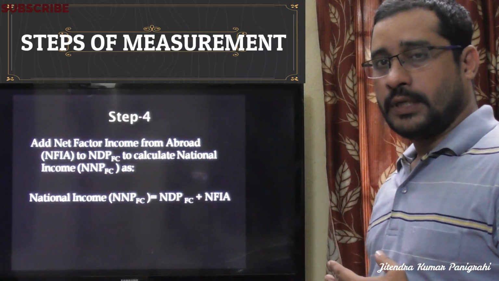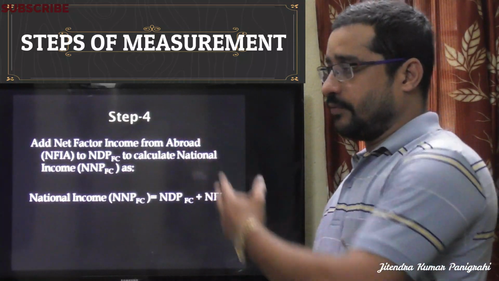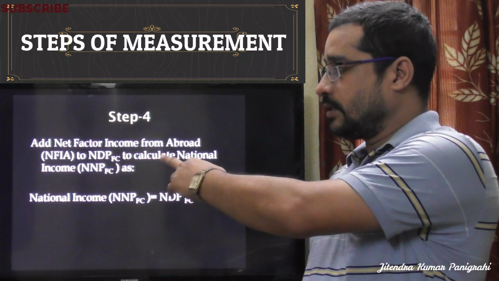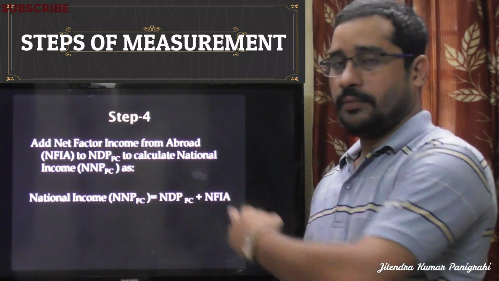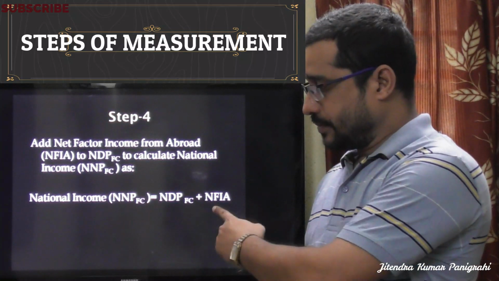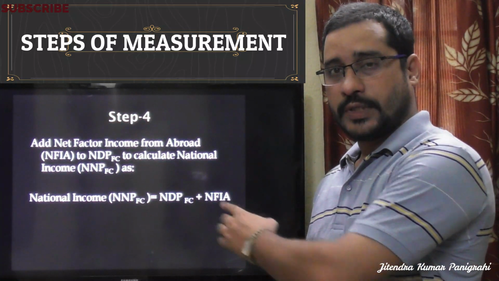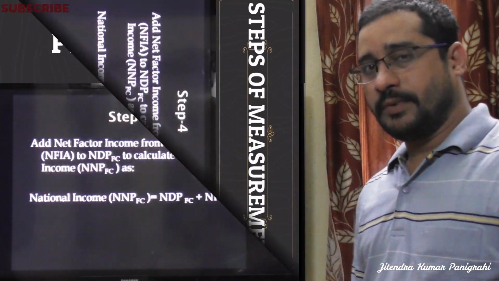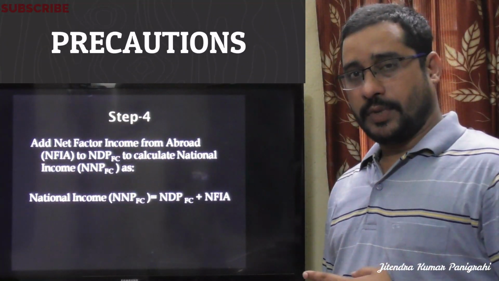Now, how to calculate the national income? This is step four. Add NFIA, net factor income from abroad, to get the national income from the domestic income. Here national income, NNPFC, is equal to NDPFC plus NFIA. So these are the steps for the measurement of national income by the expenditure method.